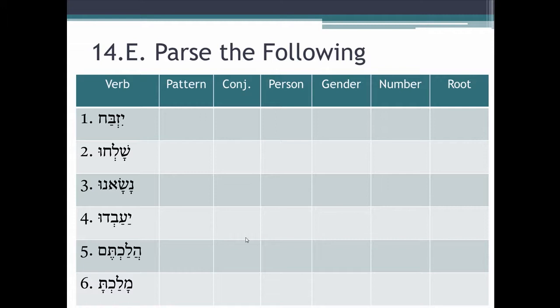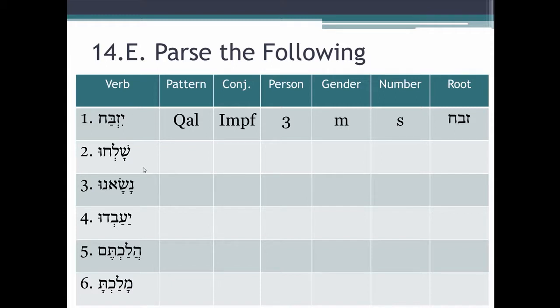14e. Again, we skipped a couple sections because the answer key handles those. More parsing. Same procedure. We have yizbach. Does it have a prefix? Yes, yod, and no suffix. Qal imperfect third masculine singular. It's the most basic form of the imperfect.